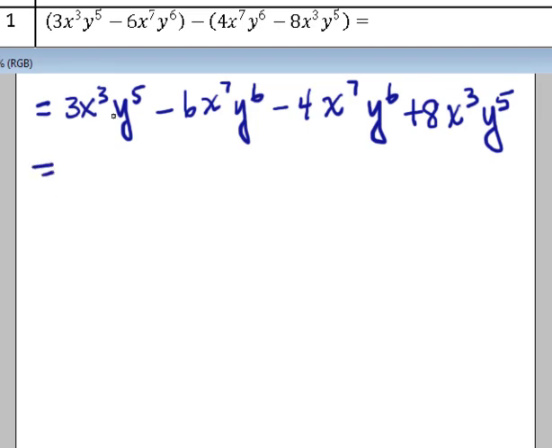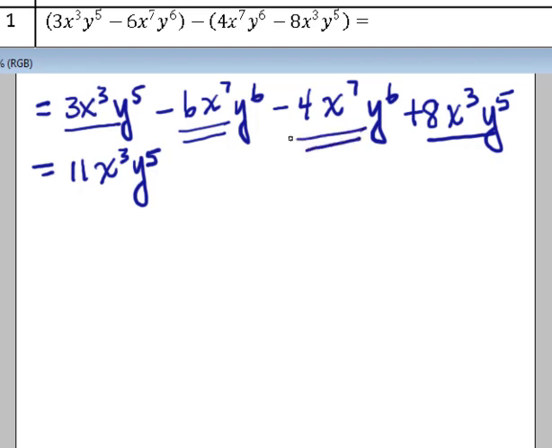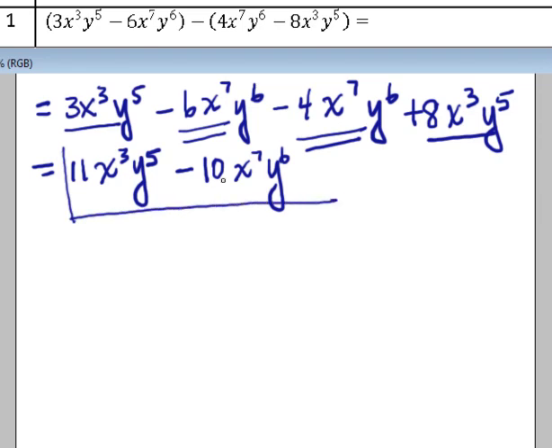All right, now looking for like terms, we have x cubed y to the 5th over here and x cubed y to the 5th over here. So let's add those. So that's 11x cubed y to the 5th. And here we have x to the 7th y to the 6th, and here's another one. So let's combine these, and we have minus 10x to the 7th y to the 6th. Okay.